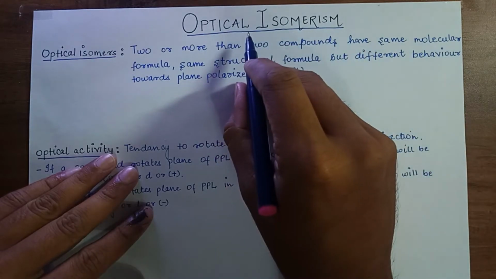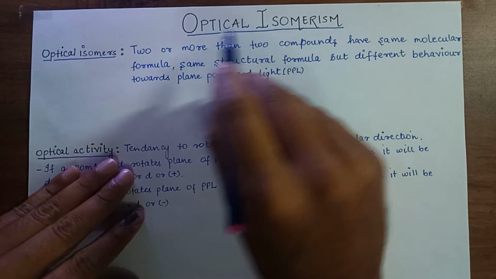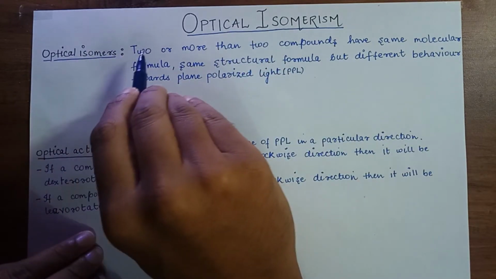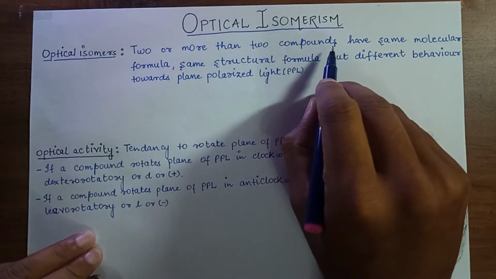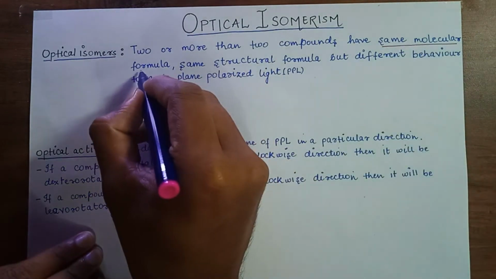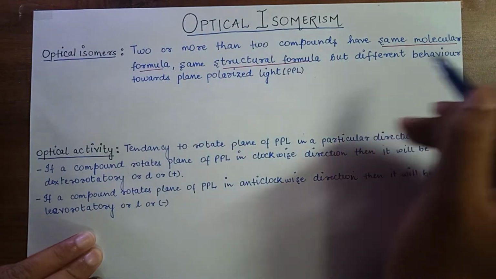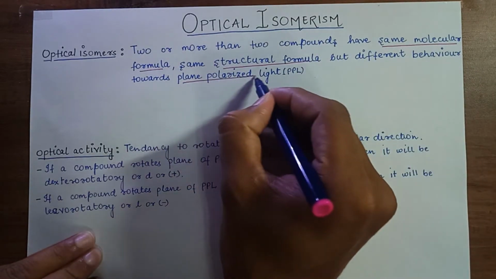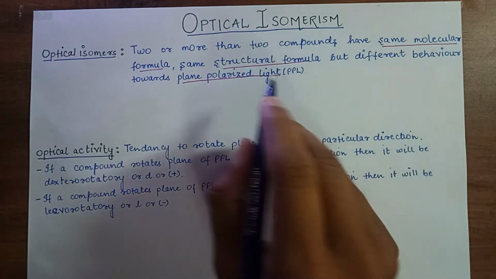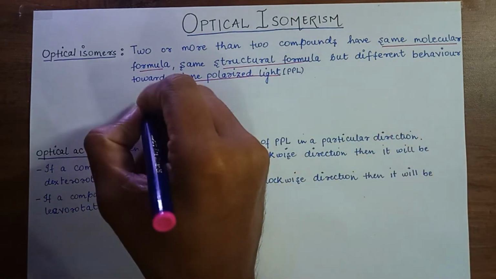Optical isomerism comes under the category of stereoisomerism. So let us see what optical isomers are. Two or more compounds having the same molecular formula and the same structural formula, but different behavior towards plane polarized light. So we will understand what plane polarized light is.